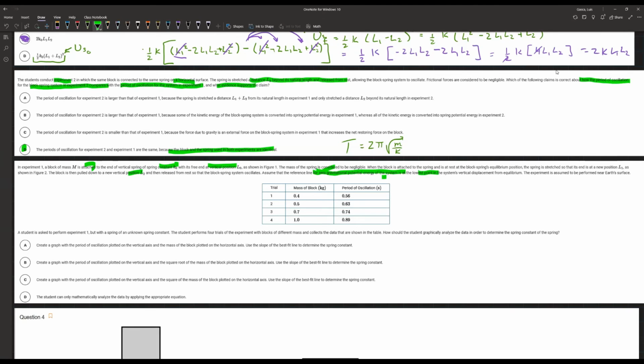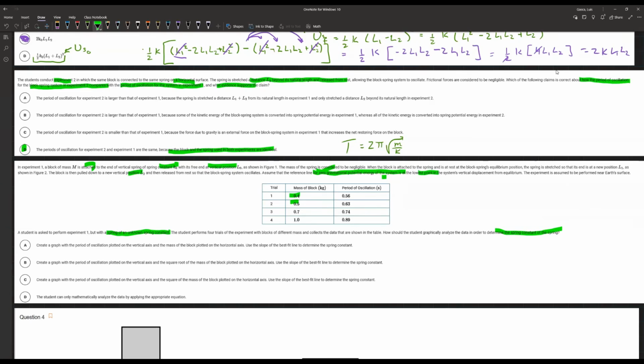The experiment is assumed to be performed near Earth's surface, and the question is, a student is asked to perform experiment 1, but with a spring of an unknown constant. The student performs 4 trials of the experiment with blocks of different mass and collects the data that are shown in the table. How should the student graphically analyze the data in order to determine the spring constant of the spring? So let's see here.